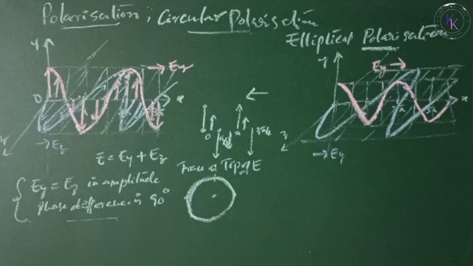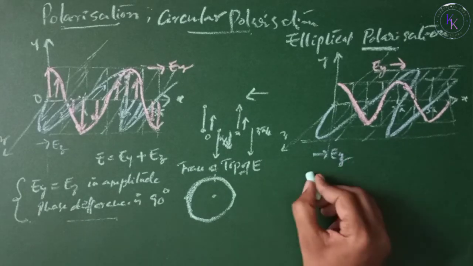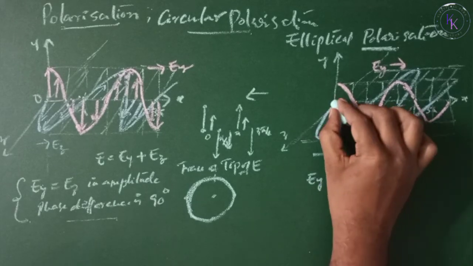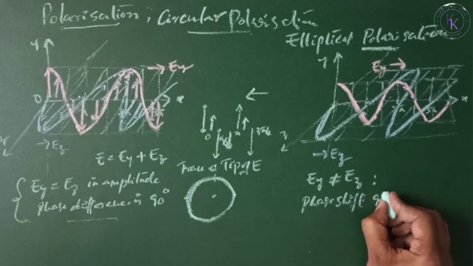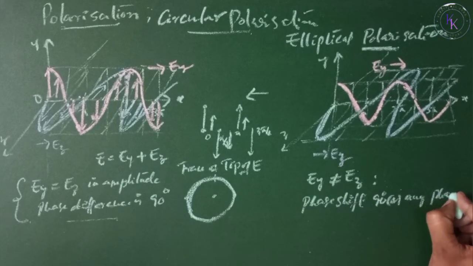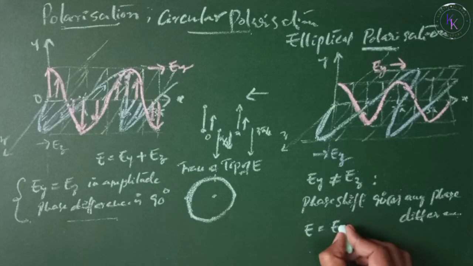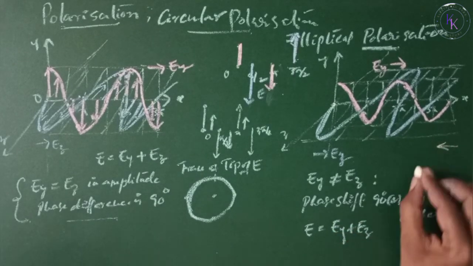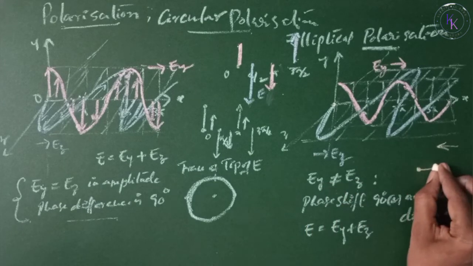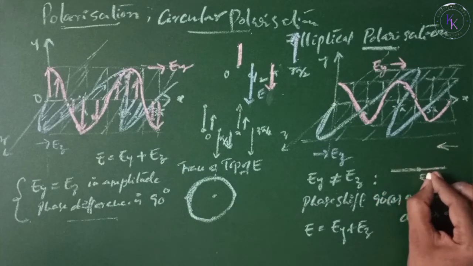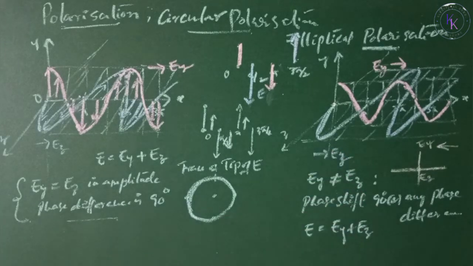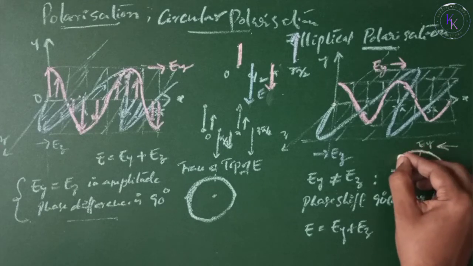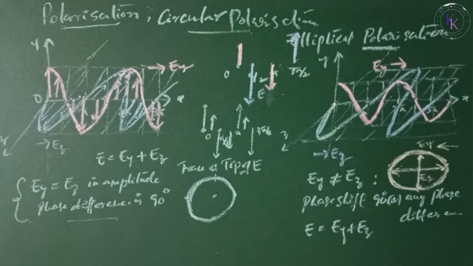Elliptical polarization. Now if you observe these waveforms, the pink one belongs to EY and the blue one belongs to EZ. You can observe that EY is not equal to EZ. This one has more amplitude than that one. The phase shift is 90 degrees in this case, or you can take any phase difference. The resultant E equals EY plus EZ. By looking from this side, you can draw this. EY is less than EZ. So this is the magnitude of EZ, and this is the magnitude of EY. By tracing the tip of E from one side, we will get an ellipse, not a circle. The center of the ellipse lies on the OX axis, and the directions of the major axis and minor axis depend upon the magnitude of the vectors and the phase angle between them.